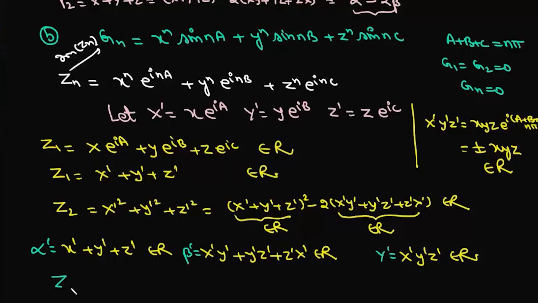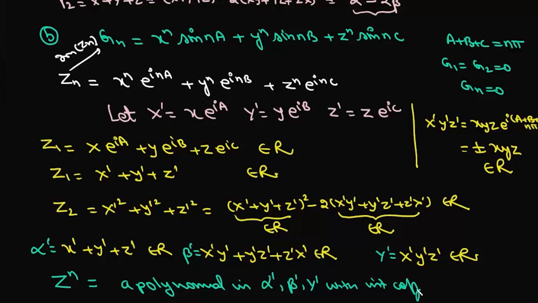Now using the first part, we can write any z to the power n. It can be expressed as a polynomial in alpha dash, beta dash and gamma dash with integer coefficients. And since alpha dash, beta dash, gamma dash are real numbers, this z to the power n will be a real number, implying that Gn will be 0 for any value of n, which is what we need to prove in the second part.